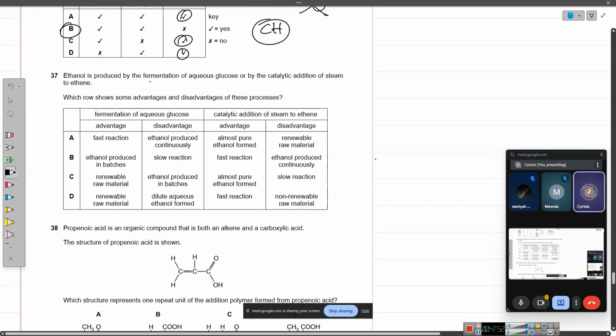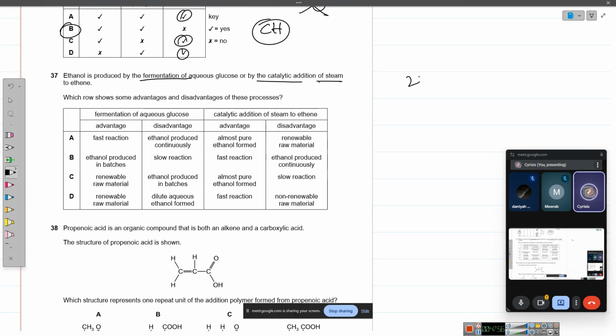Ethanol is produced by fermentation. I told you this is a very picky question. It was repeated in 24, 23, and 22 papers, right? The fermentation and the advantage and disadvantage, right? So which row shows the advantage, disadvantage of the processes, right? Fermentation of aqueous glucose. Fast reaction, no. Fermentation is slow, right? So option A is gone, right?